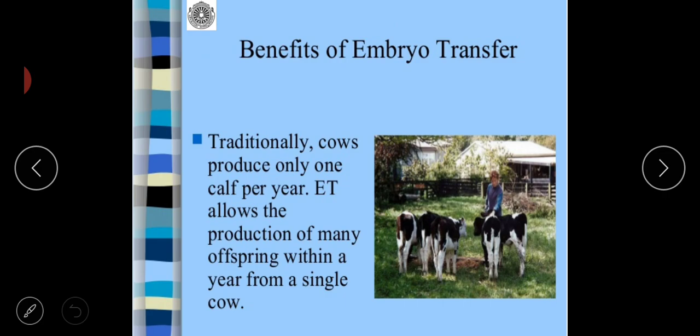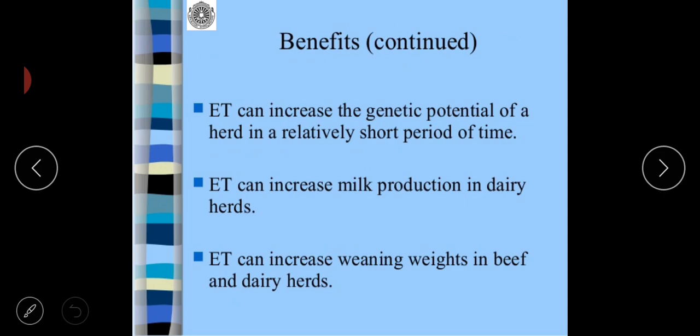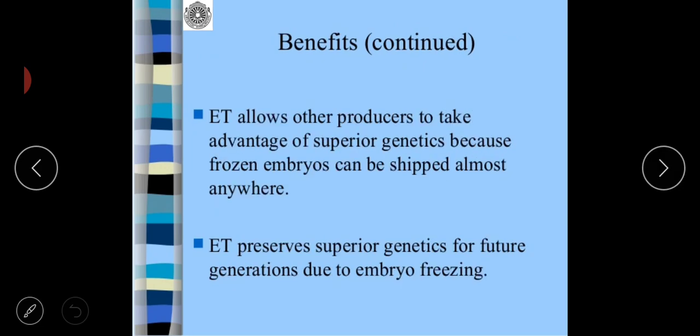Benefits of embryo transfer. Traditionally, cows produce only one calf per year. ET allows the production of many offspring within a year from a single cow. So instead of having only one calf, we can have multiple calves. ET can increase the genetic potential of a herd in a relatively short period of time. It can increase milk production in dairy herds and weaning weights in beef and dairy herds. ET allows other producers to take advantage of superior genetics because frozen embryos can be shipped almost anywhere, and it preserves superior genetics for future generations due to embryo freezing.